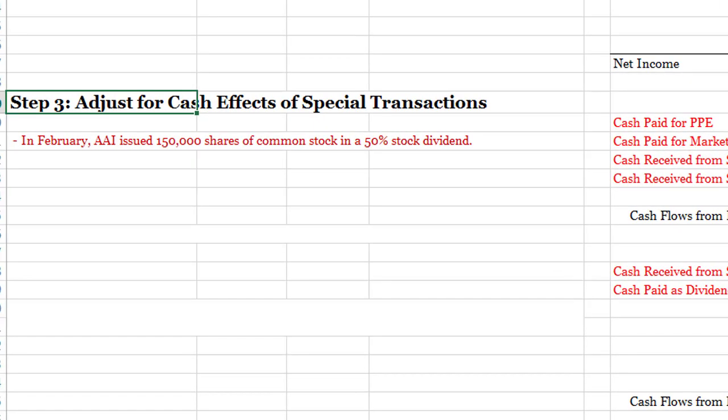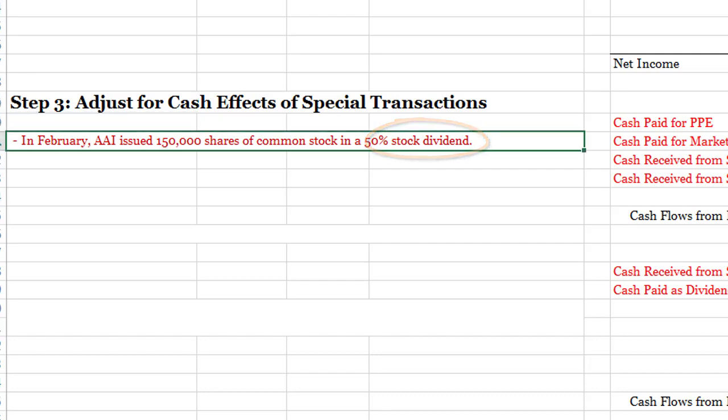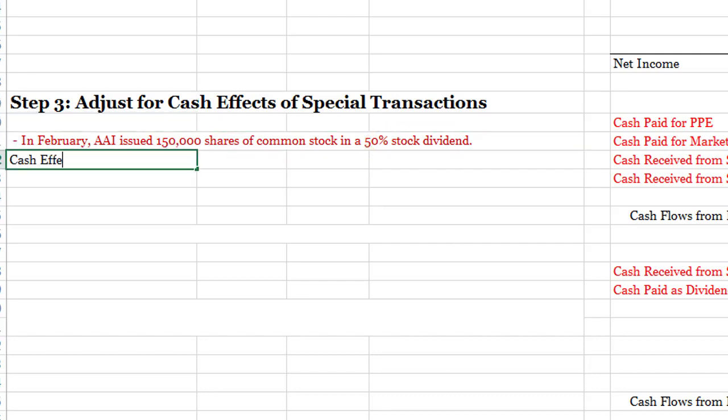In this case, we issued 150,000 shares of stock as part of a 50% stock dividend. So as always, the first question, operating, investing, financing. And the answer to this one is none. This is a stock dividend, which means there's no cash effect. So we don't have to account for it, adjust for it, right?